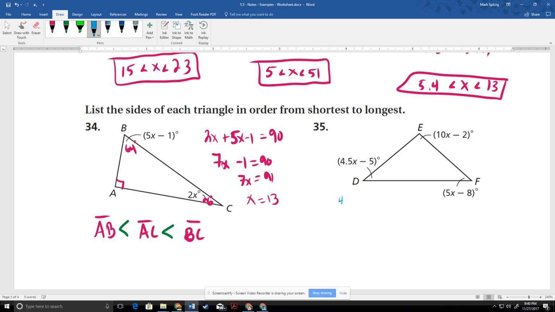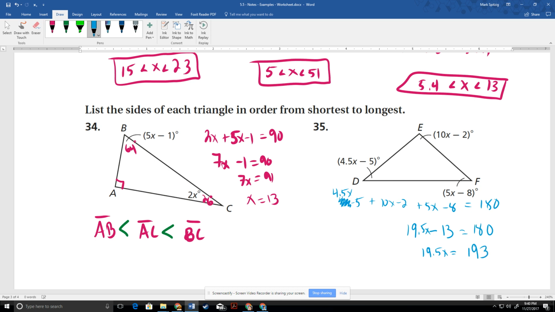So in other words, I would know that 4x minus 5 plus 10x minus 2, plus the third angle F is going to be 5x minus 8. And together, all those have to be 180. So let's add all these up, all these x's. It looks like we have negative 13 values, and then the x is 15, 19.5x equals 180.